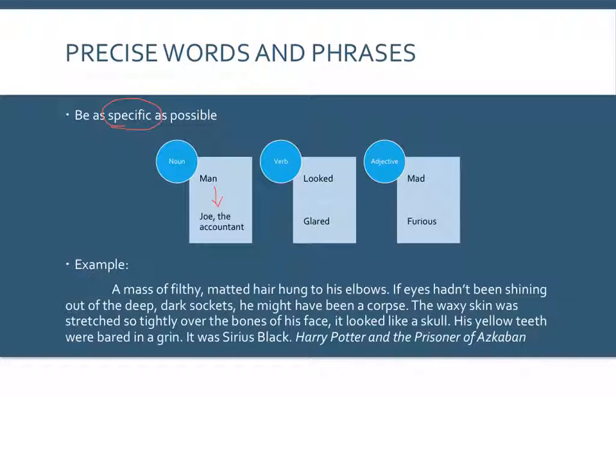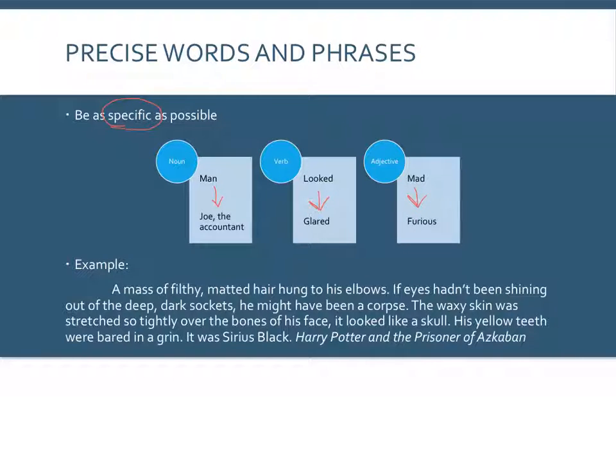For a verb, you're looking at action. So your character's looking at something. Well, how are they looking? What if they were glaring? That tells a much stronger story. We're getting some anger here now, and that's going to be more precise. Instead of mad as an adjective, how mad? Furious. That gives us, again, that intensity that will be more precise than just saying mad.